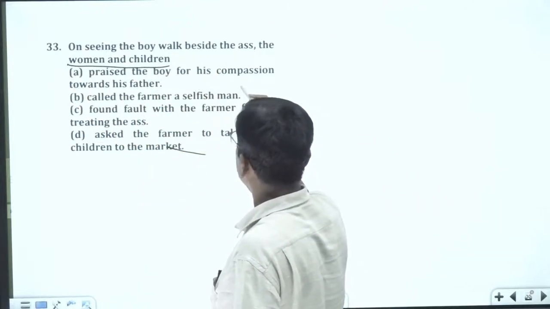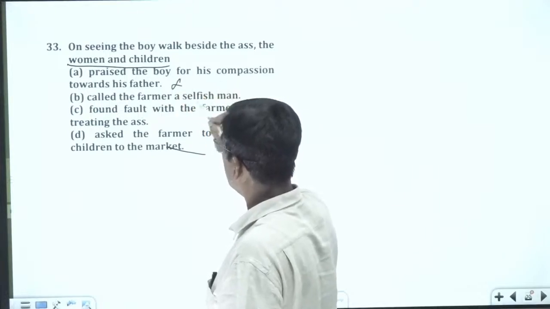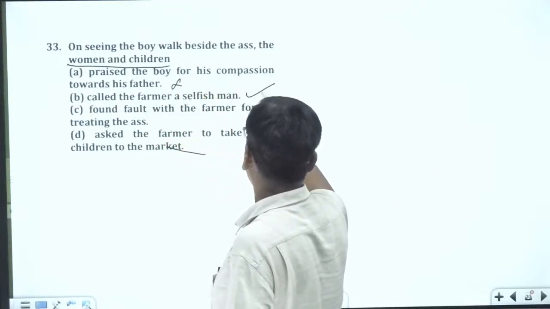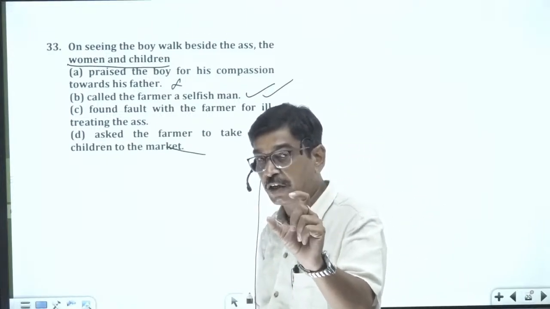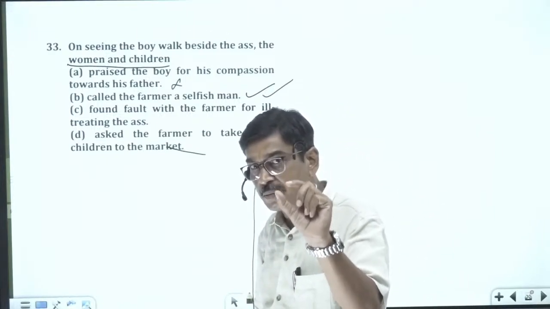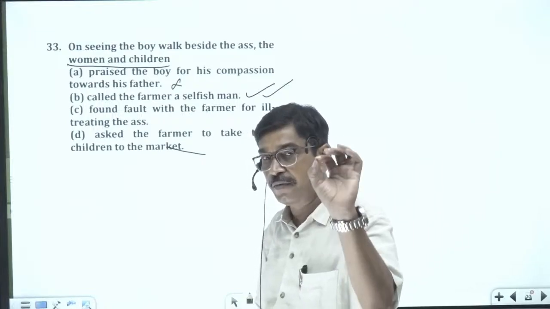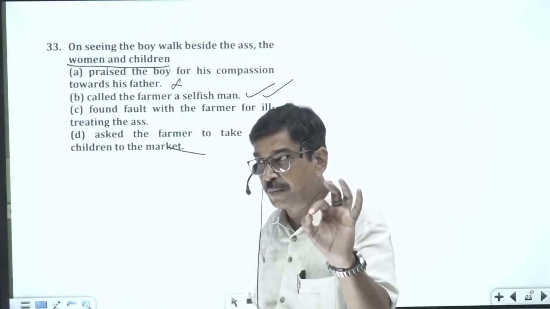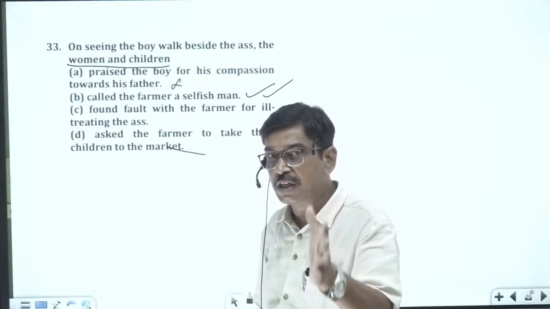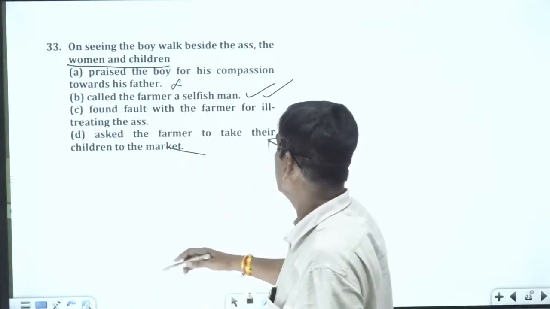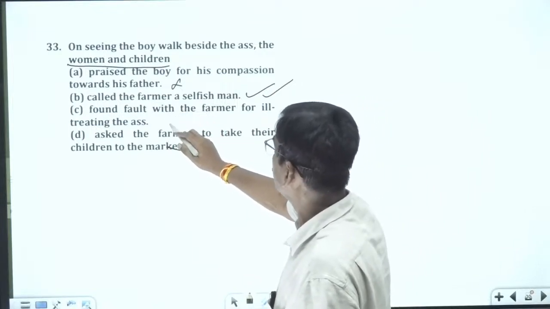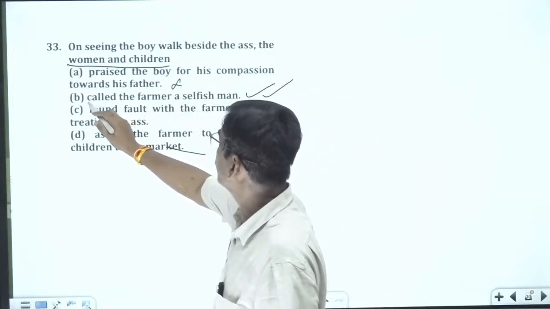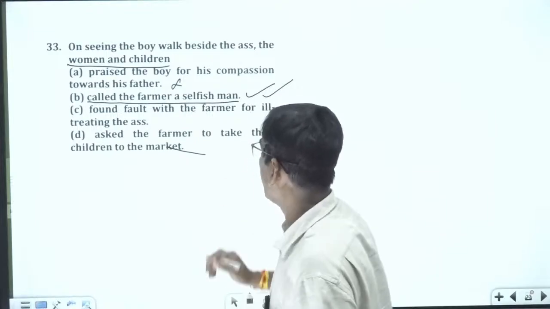Praise the boy for his comparison towards, no, not at all. Called the farmer a selfish man. Yes, called the farmer a selfish man. I am telling you that this particular term is used in the passage in a very, very exclamatory manner. So it is just so easy to answer this question. Otherwise, no answers. Simply one answer, that is what? Called the farmer a selfish man.